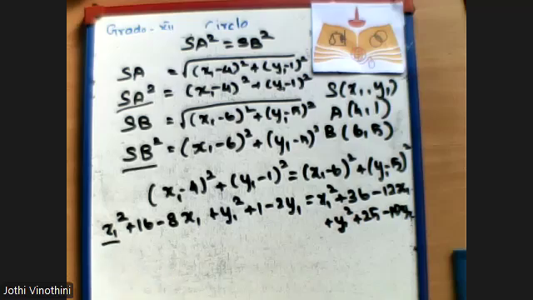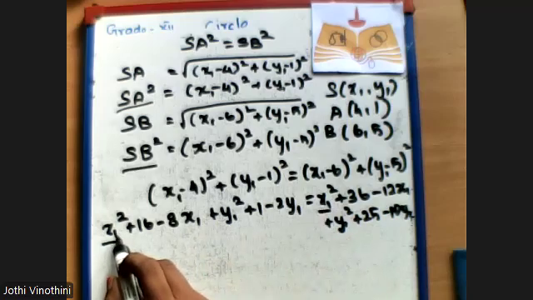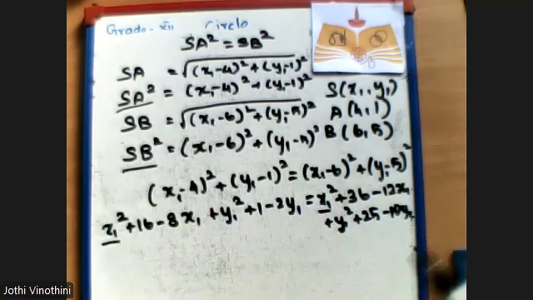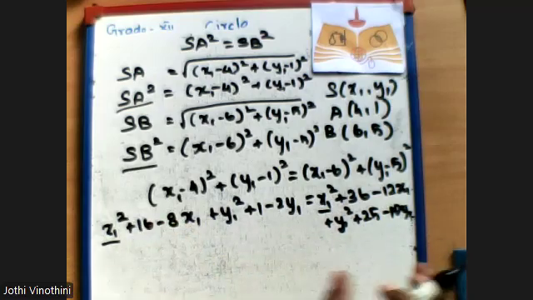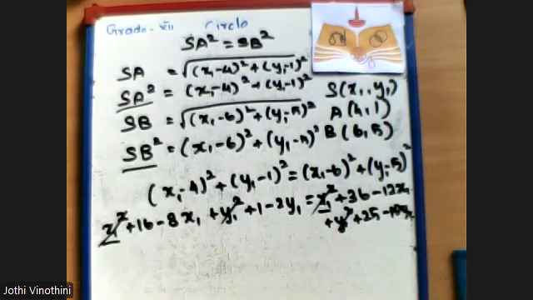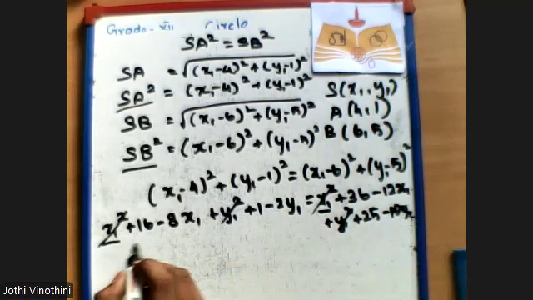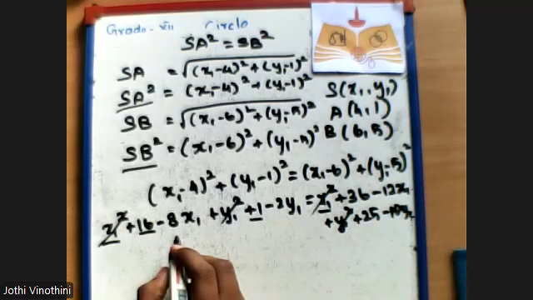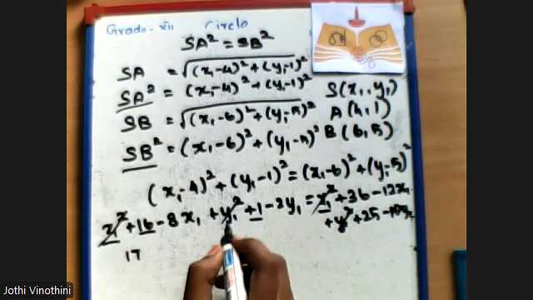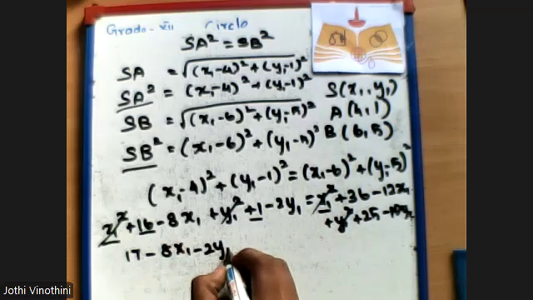Here is positive x1 squared, and here is also positive x1 squared. So when I take this one to the other side, it will become x1 squared minus x1 squared, which is 0. So I am going to cancel out the common terms. Likewise, y1 squared will get cancelled. Now I am moving all the terms to the left side of the equation. So here 16 plus 1 will be 17, minus 8x1 minus 2y1.